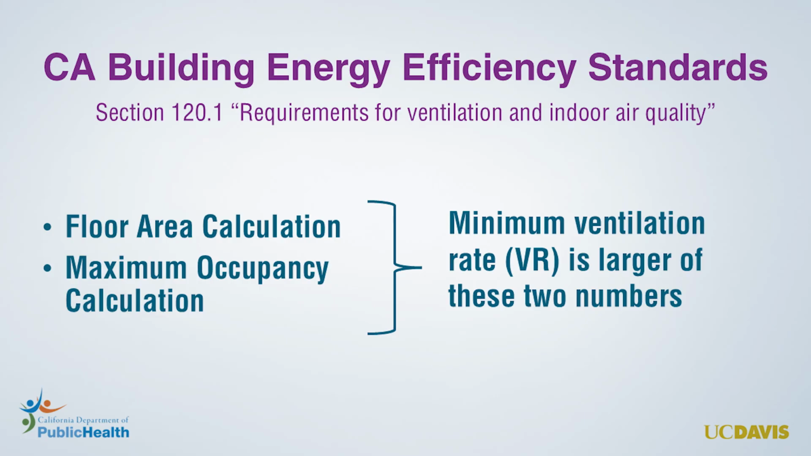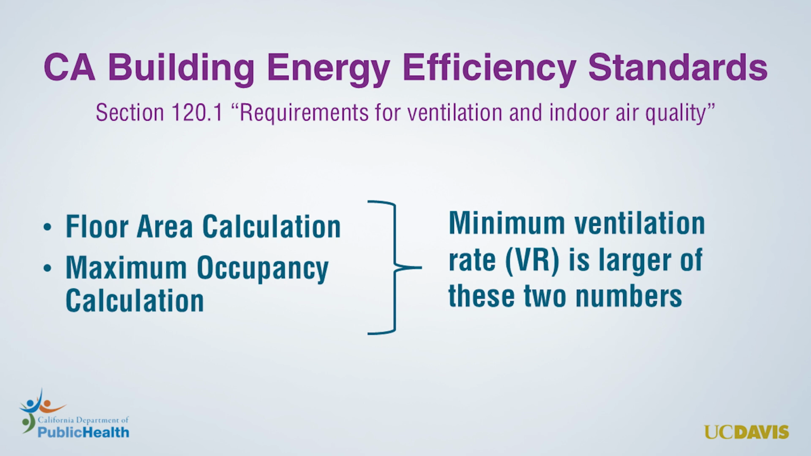In California, building ventilation requirements are governed by the Building Energy Efficiency Standards, specifically Section 120.1, which outlines the criteria for ventilation and indoor air quality.